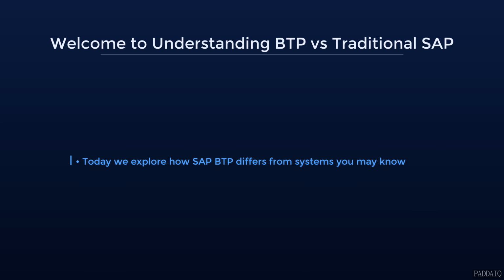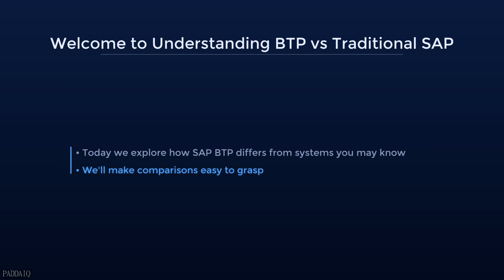Today we explore how SAP BTP differs from systems you may know. Unlike traditional on-premise systems, BTP is a cloud platform that lets you build and extend apps flexibly. For example, instead of installing software on company servers, you can develop a mobile app directly in the cloud. This shift enables faster innovation and agility for your business.